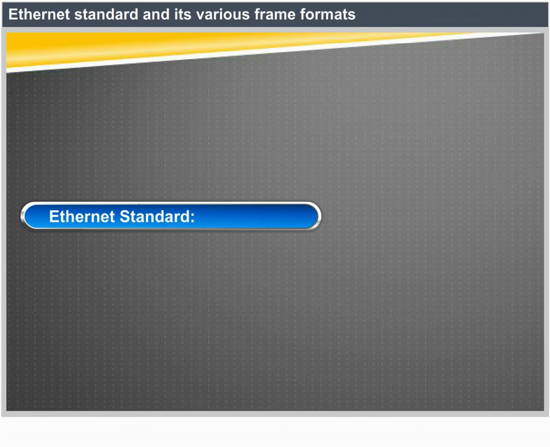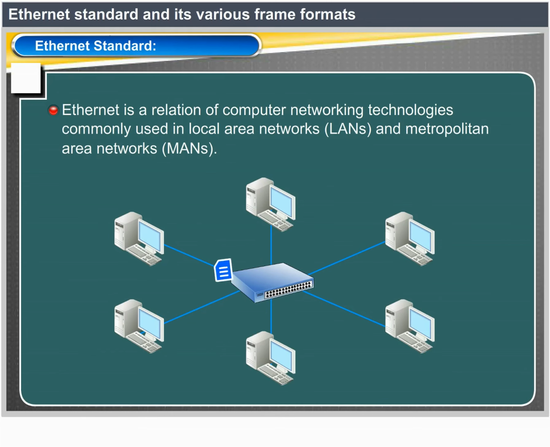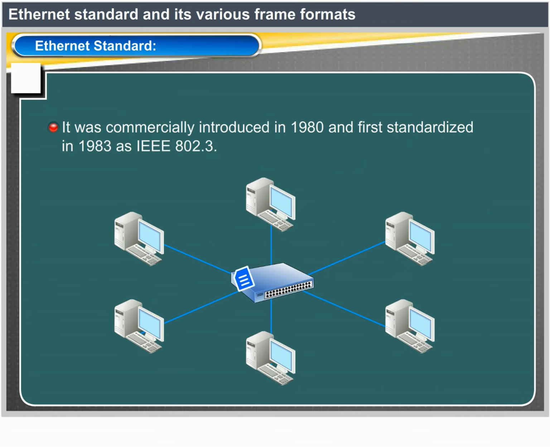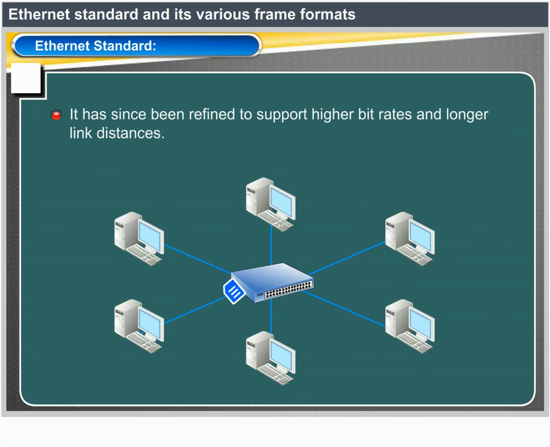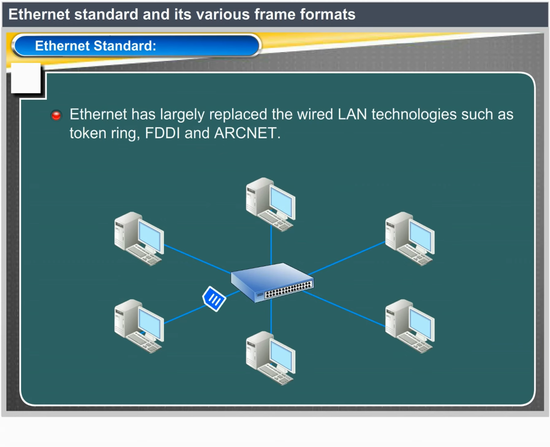Ethernet standard and its various frame formats. Ethernet standard. Ethernet is a family of computer network technologies commonly used in local area networks, or LANs, and metropolitan area networks, or MANs. It was commercially introduced in 1980 and first standardized in 1983 as IEEE 802.3. It has since been refined to support higher bit rates and longer link distances. Ethernet has largely replaced wired LAN technologies such as token ring, FDDI, and ARCNET.